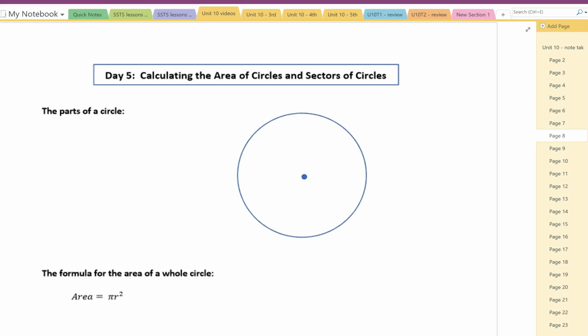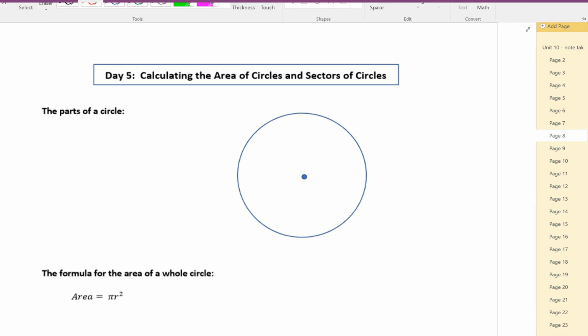All right, in the last unit we talked about circles, but we were talking about how to find the length of a radius, or how to find the length of a diameter, or a circumference, or an arc, or a chord. Now what we're going to do is talk about the area of a circle, and more specifically about how to find the area of just part of a circle.